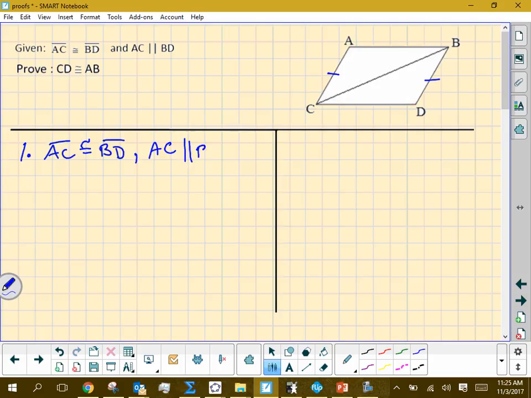Right? And it also says that AC is what to BD? What do those lines mean? Parallel. So go ahead and draw that in as well. Remember, parallel, we use those little arrows to show that the segments are parallel.